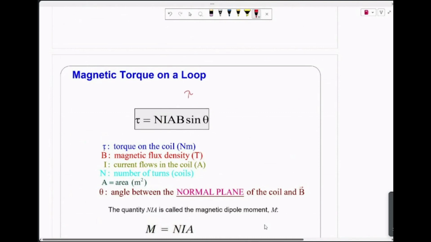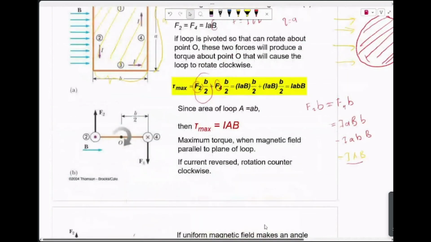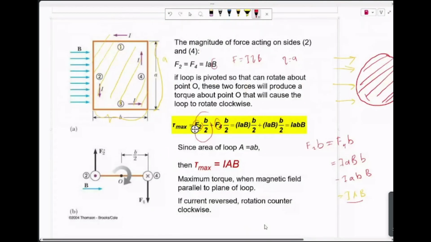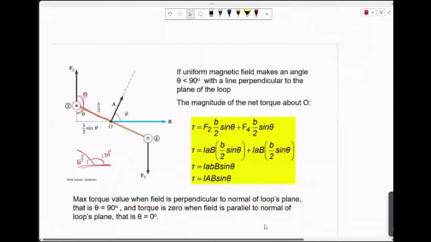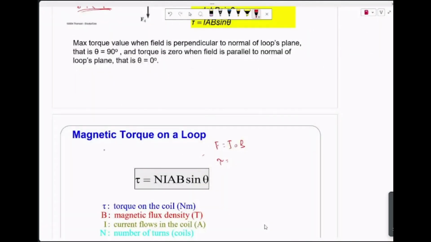The torque just now. Okay, I try to conclude this one. Torque equal to IAB. Sorry, this is force. Force equal to IAB. Because of this, this is I, and then the length A, and then the magnetic field B. That is the force. And then the torque is equal to F cos R.